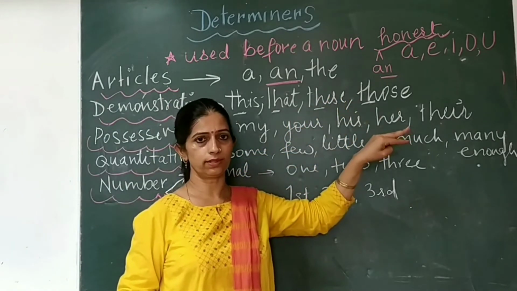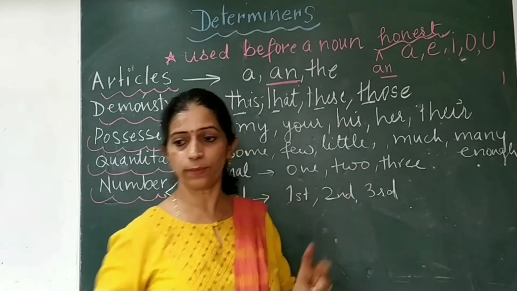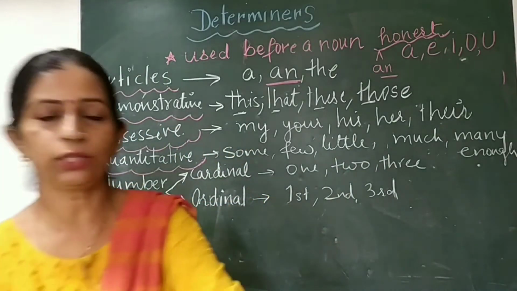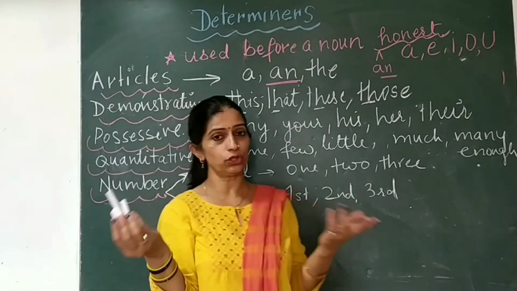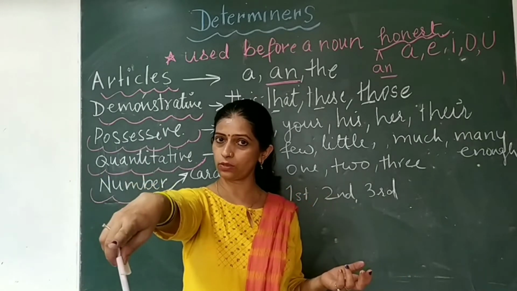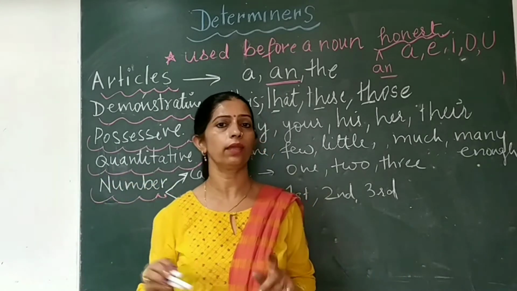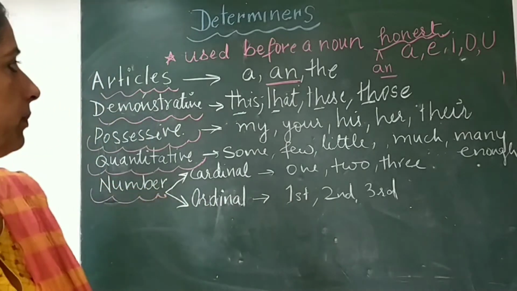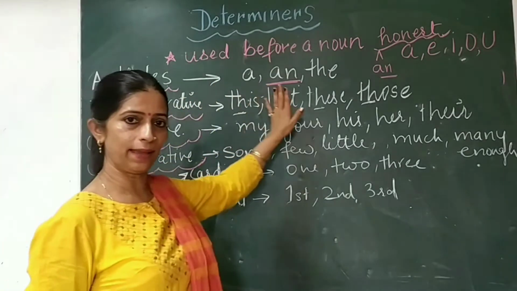The same is there with plurals: these, those. These chalks: I have so many chalks with me. I am having these chalks with me. But those chalks which are far away from me, there I will be using those. So this is demonstrative.